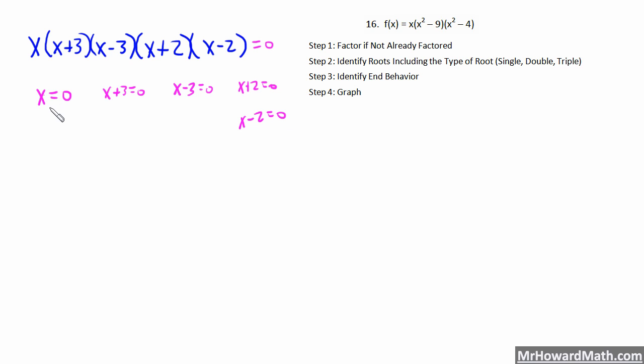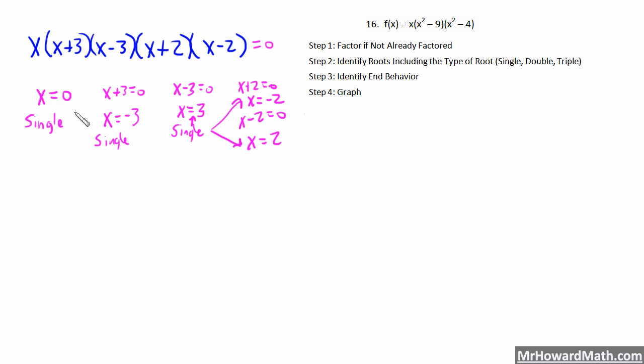Okay, so we work all these. X equals 0 is one single root. It's got a power of 1 on it, so it's a single root. This x plus 3 has a power of 1, so we solve it. That's x equals negative 3. It's a single root. X minus 3, solve that one. That gives us x equals positive 3. That's single. X plus 2 equals 0. That gives us x equals negative 2. That's a single. And x minus 2 equals 0, so that's x equals positive 2. All singles. Okay, I'm going to use that one word single for all of those.